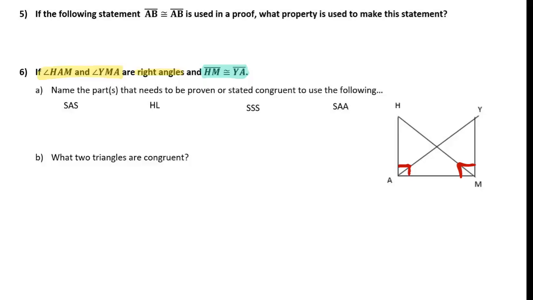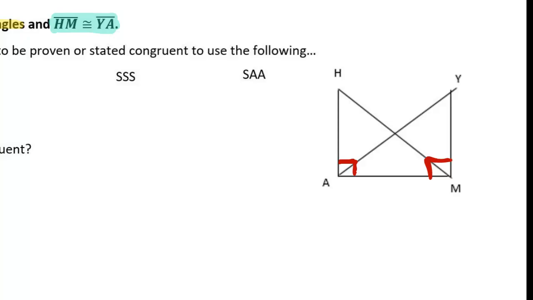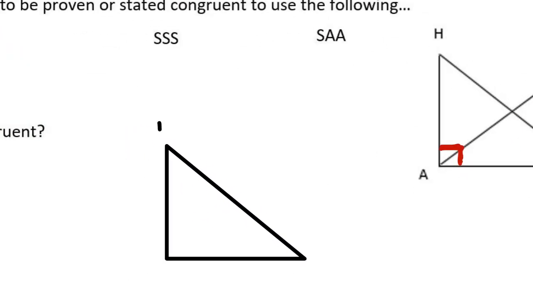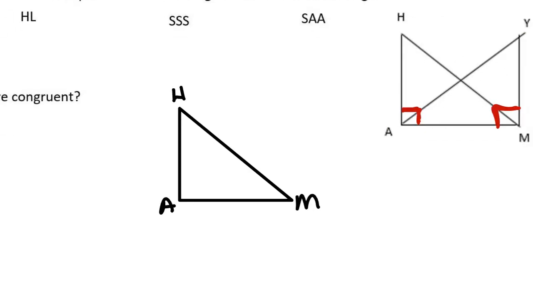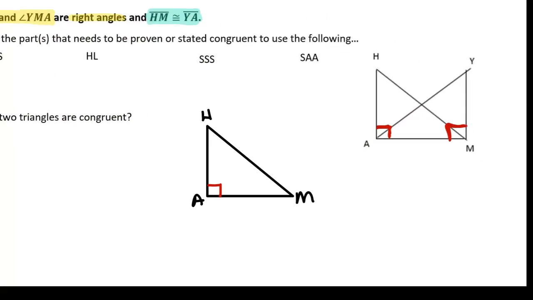Okay, so this is starting to get a little confusing because these triangles are kind of on top of each other. So what I'm going to do is redraw these triangles so that they're not right on top of each other. All right, so here's one of them. This is HAM. And so I have this right angle in the corner with HAM.